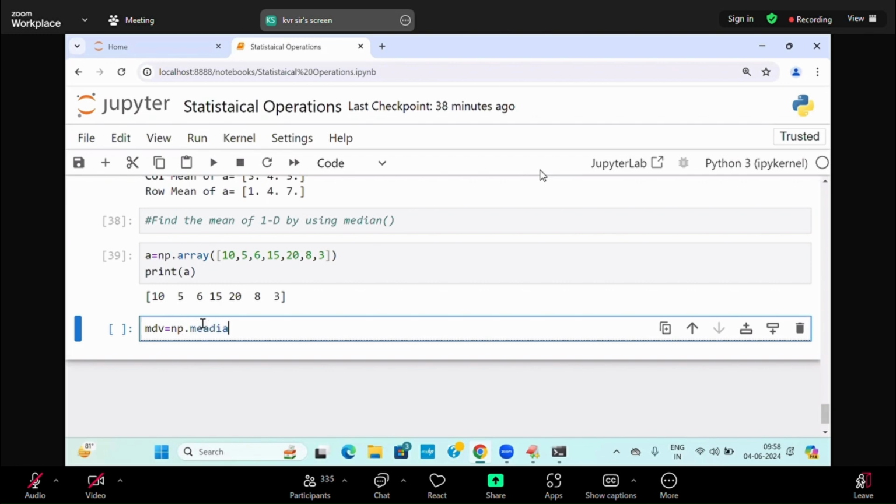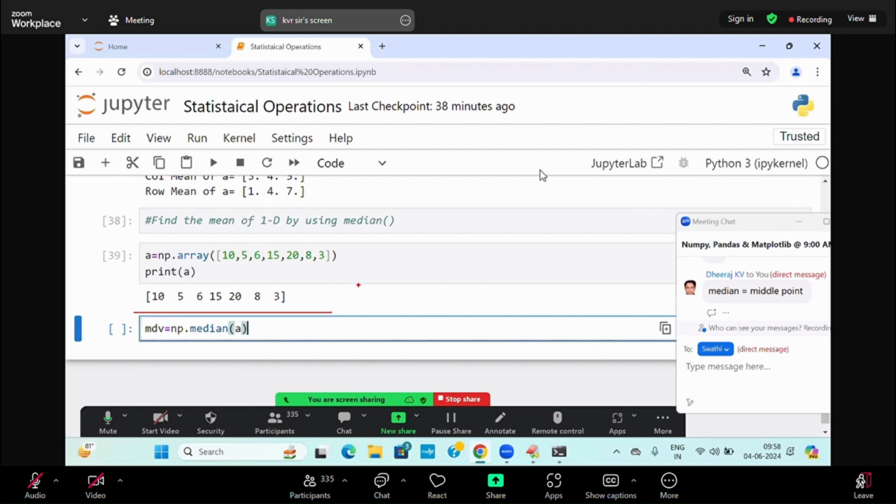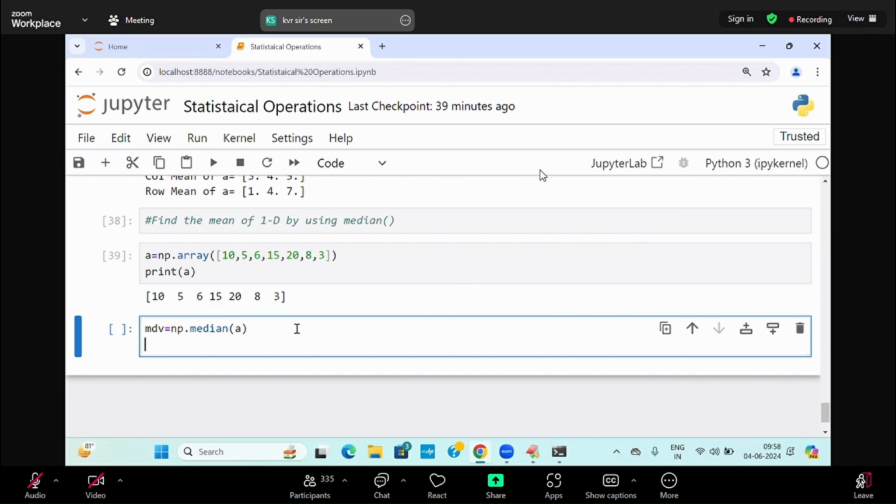np.median of A. What is this data sorting? Keep the data in sorted order: 3, 5, 6, 8, 10, 15, 20. So these 3 elements on this side and 3 elements on this side. What does the data become here? 8. 8 is becoming the median.